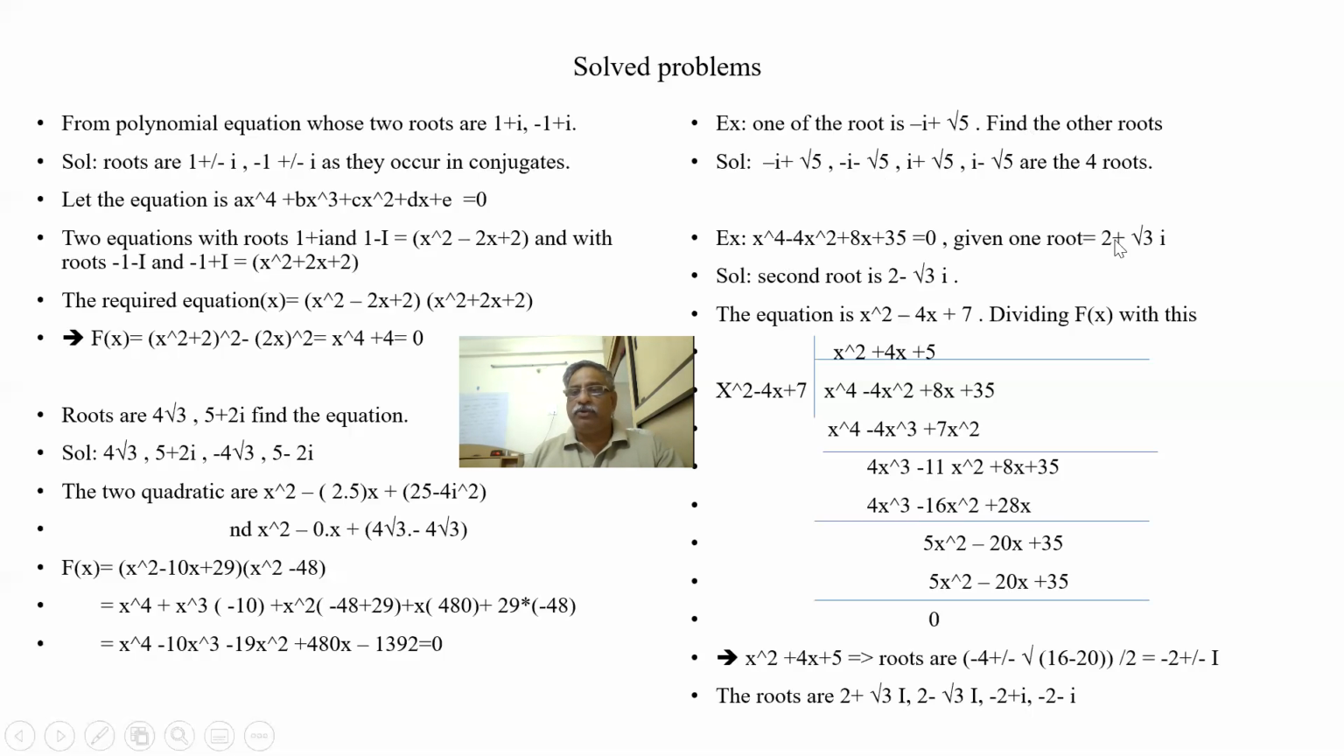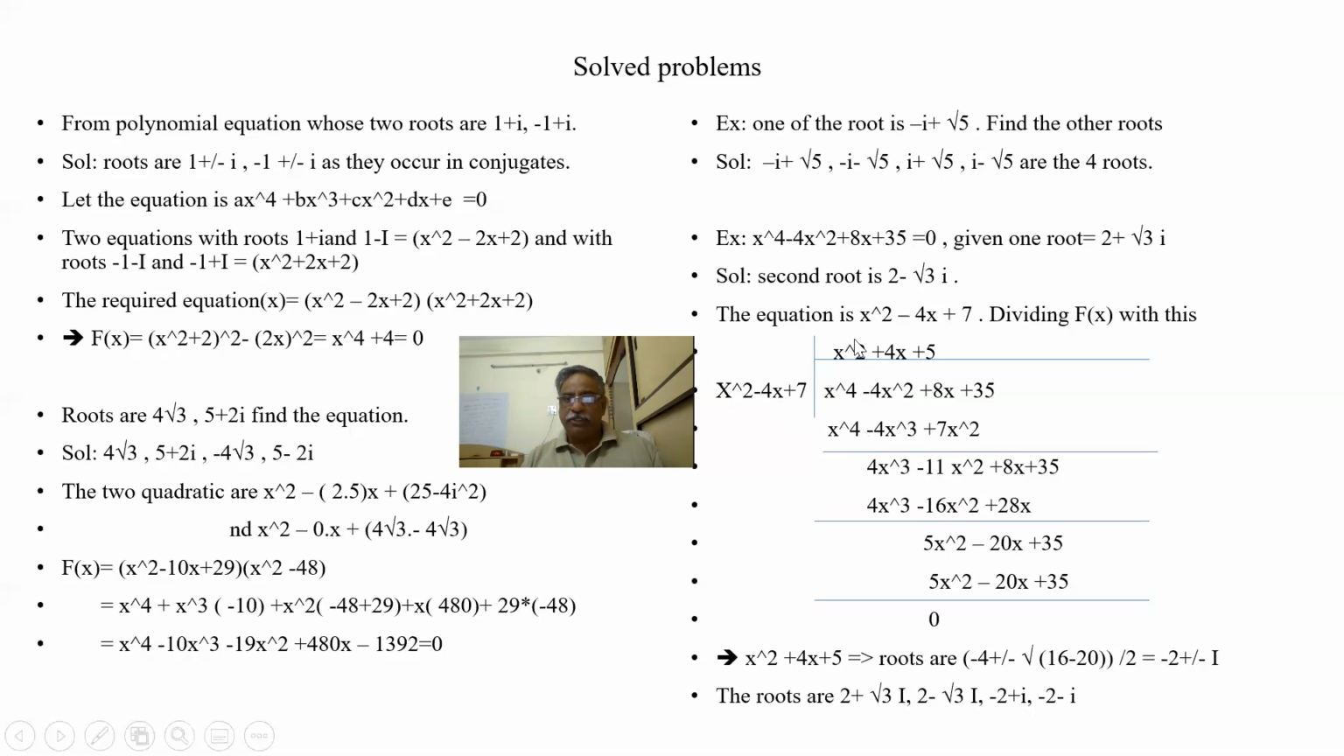Now let us see, here one root is given. So automatically 2 plus 3i is one root. That means the second root is 2 minus 3i. So what is the equation between these two roots? Having these two roots, x square minus the sum of the roots, 4x, plus the product of the roots, 4 minus 3i square, so 4 plus 3, 7. So I am dividing this x to the power 4 equation with this equation. We know this division, we have done it earlier. First I put x square. So I am tallying with x to the power 4. x square into x square is x to the power 4. x square into minus 4x is minus 4x cubed, plus 7x square.